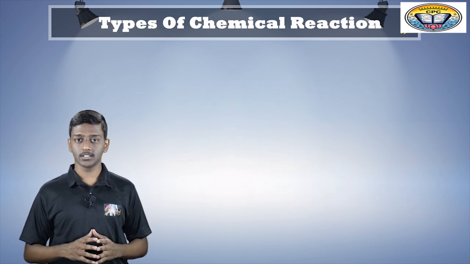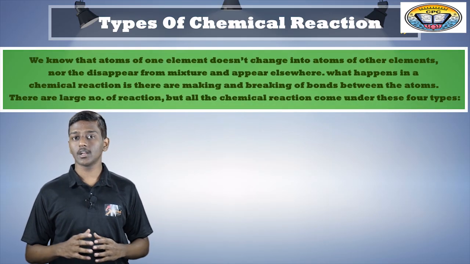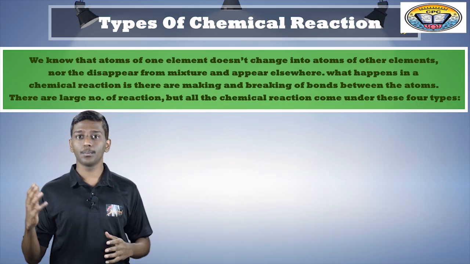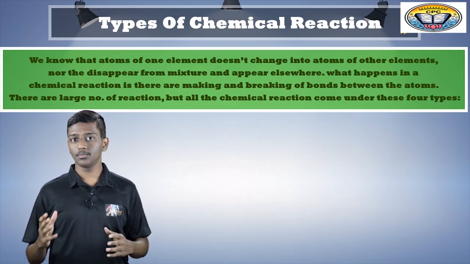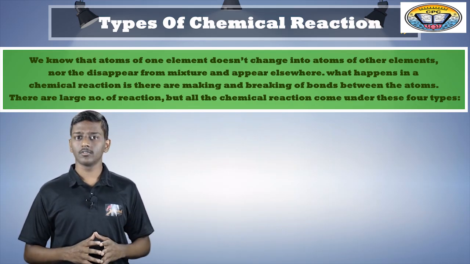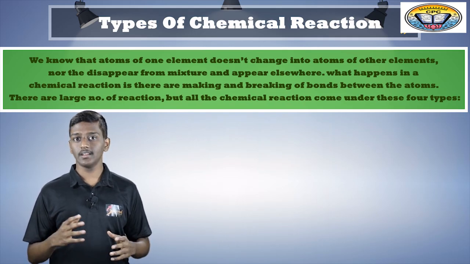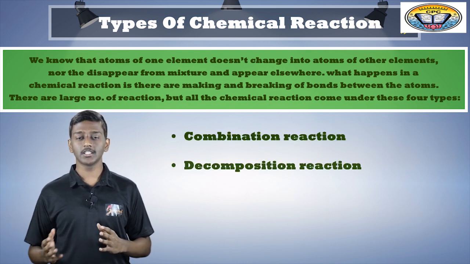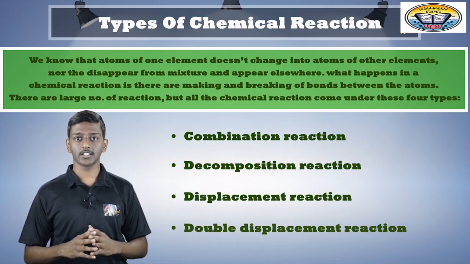Types of chemical reactions. We know that atoms of one element do not change into atoms of another element, nor do atoms disappear from the mixture and appear elsewhere. What happens in a chemical reaction is there is making and breaking of bonds between the atoms. There are a large number of reactions and all these reactions come under 4 types: combination reaction, decomposition reaction, displacement reaction and double displacement reaction.